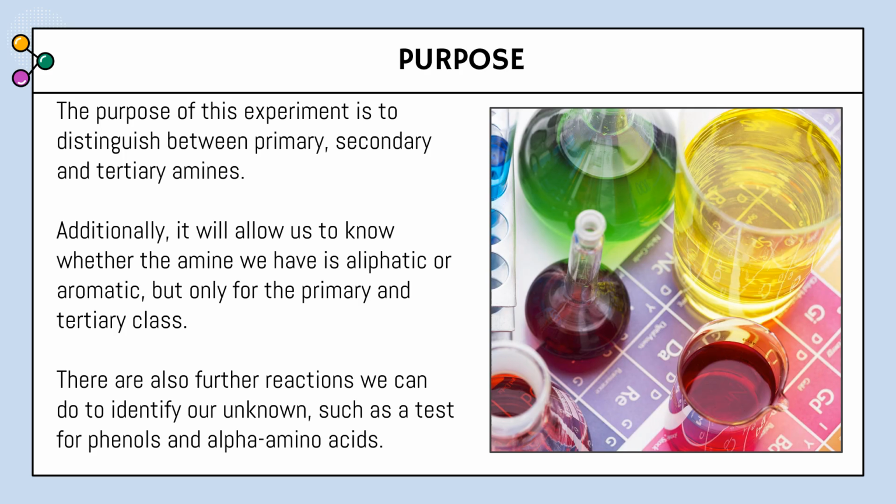The purpose of this experiment is to distinguish between primary, secondary, and tertiary amines. Additionally, it will allow us to know whether the amine we have is aliphatic or aromatic, but this will only be for the primary and tertiary class. There are also some further reactions that I will be discussing that we can do to identify our unknown, such as a test for phenols and alpha amino acids.